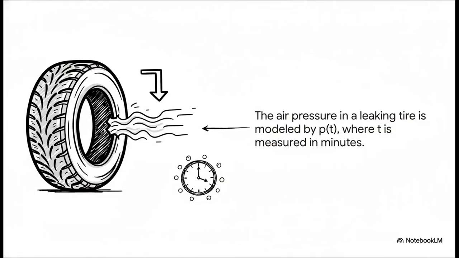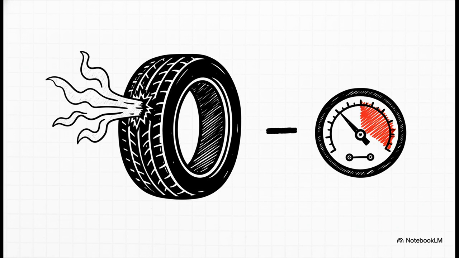Let's try one more. So this time, P of t is modeling the air pressure inside a leaking tire. And let's say the math tells us that P prime of 3 equals -2. That little negative sign, that's the key to this whole thing. And this brings us to a super simple but crucial rule in our new language. If the derivative is positive, your number is going up. If the derivative is negative, like it is here, your number is going down. So at the 3-minute mark, the tire is actively losing pressure at a rate of 2 psi every minute. The sign literally tells you the direction of the change.